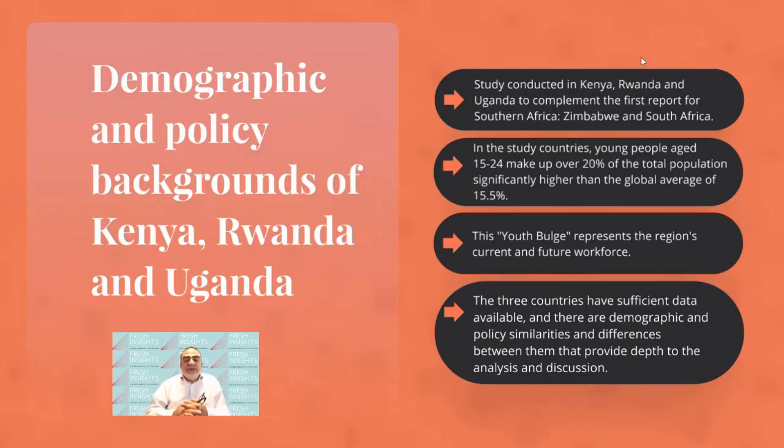I think we need to talk a little bit about the demographics and the background of these three countries that make them a good candidate to focus on for the report. There are some issues about who the young people are, and some issues about what young people are facing in terms of the policy and service environment that they live in. As I said, the study was conducted in Kenya, Rwanda, and Uganda, and it complements the first report for Southern Africa in Zimbabwe and South Africa.